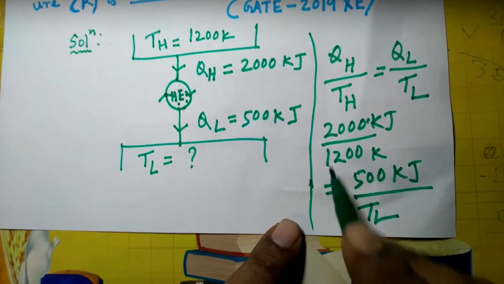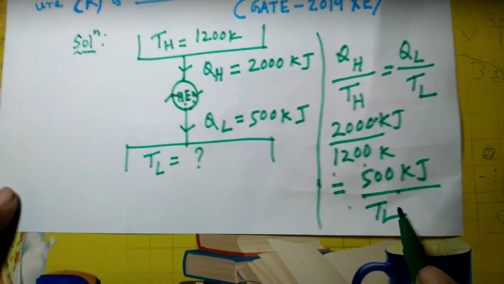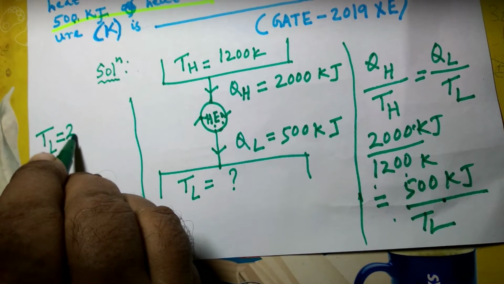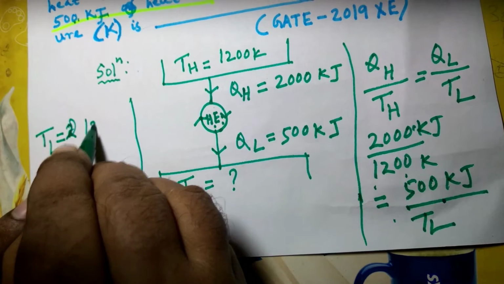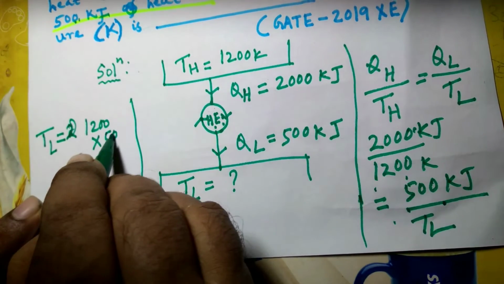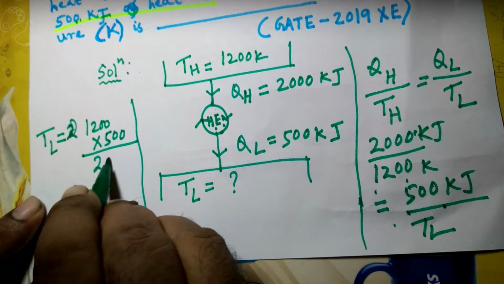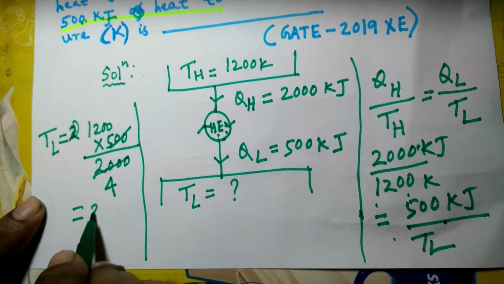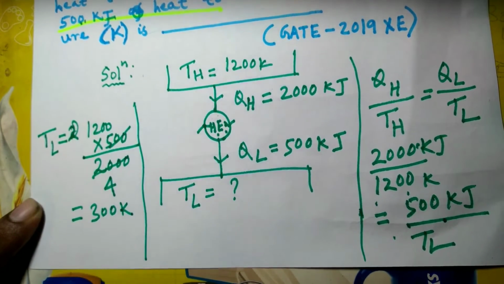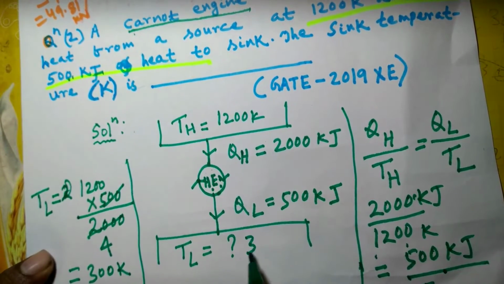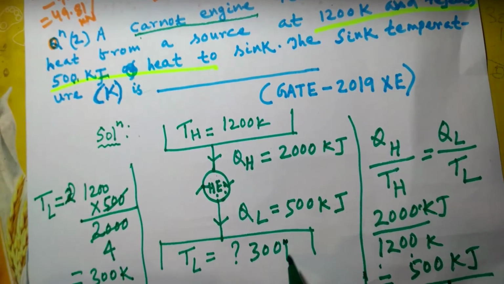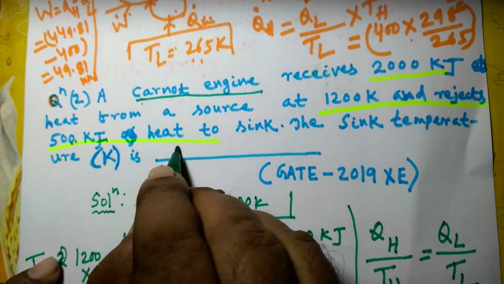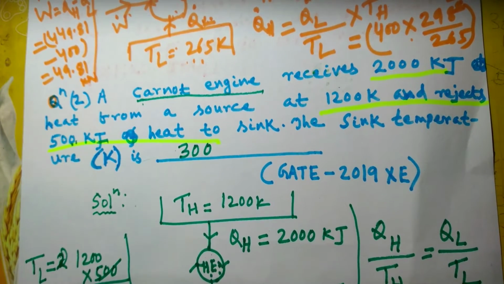From this, TL can be easily calculated. TL will be 1200 multiplied by 500 divided by 2000. So this is 300 Kelvin. So the answer will be: the sink temperature will be 300 Kelvin. 300 would be the answer.